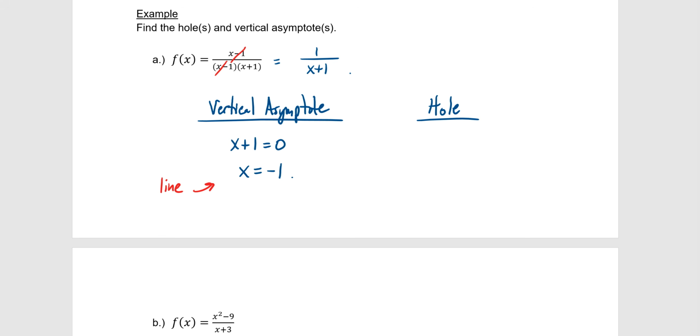When we're trying to find the holes, we go to the factors that we canceled off, which is x minus 1. We set that equal to 0 and solve for x. We get x equals positive 1 after we add 1 to both sides. So this one represents an x coordinate. Even though they're both similar in the sense that they're discontinuities and they both occur when the denominator equals 0, we find them a little bit differently, and the x equals represents something completely different.